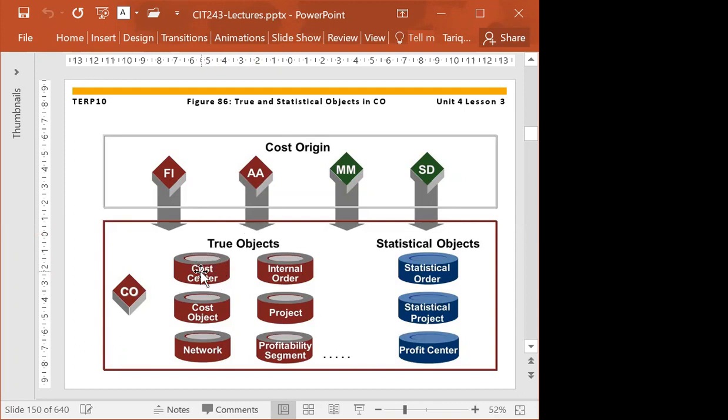Like a photocopy machine cost center is receiving a cost and then it is distributing the cost to different cost centers or cost objects. So they are the true objects. And then we have the statistical objects. I think I mentioned that profit center and profitability analysis are all statistical objects. They are just receiving for reporting purposes.